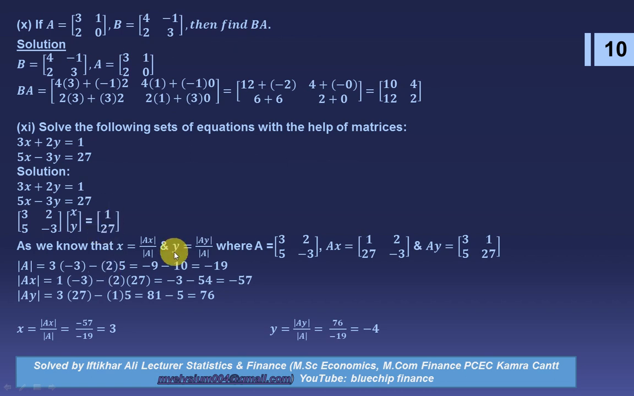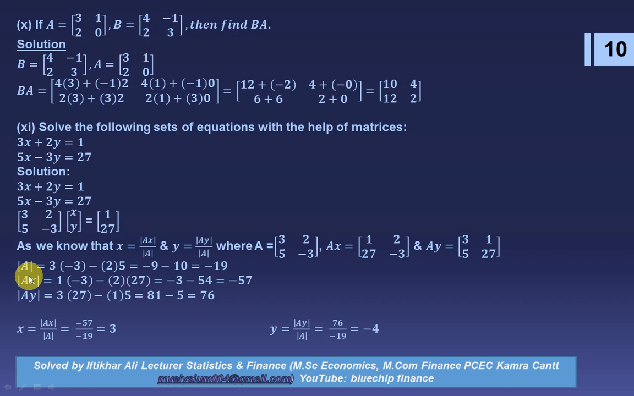So here you can apply the Cramer rule method, under which x is equal to the x determinant divided by the determinant of A, and y is equal to the y determinant divided by the determinant of A. To take the determinant, the method is very simple. First we take the determinant of A, that is equal to 3 multiplied by minus 3 minus 2 multiplied by 5, that is equal to minus 19.